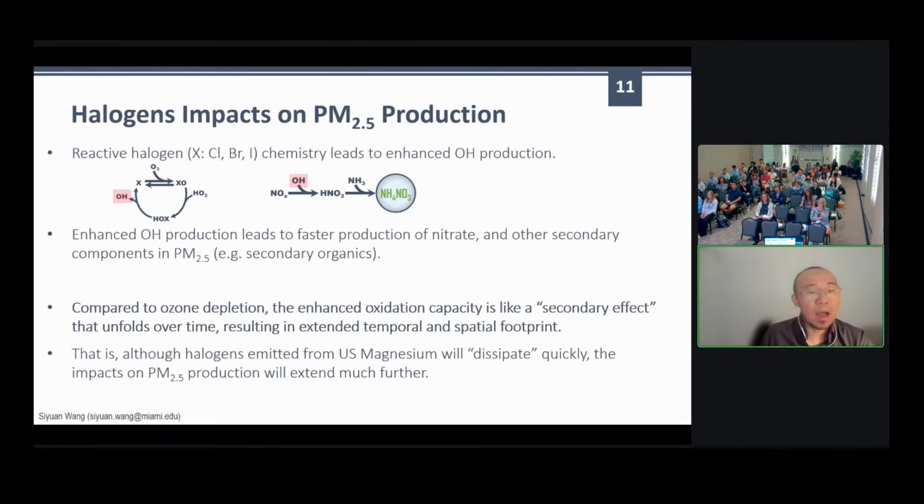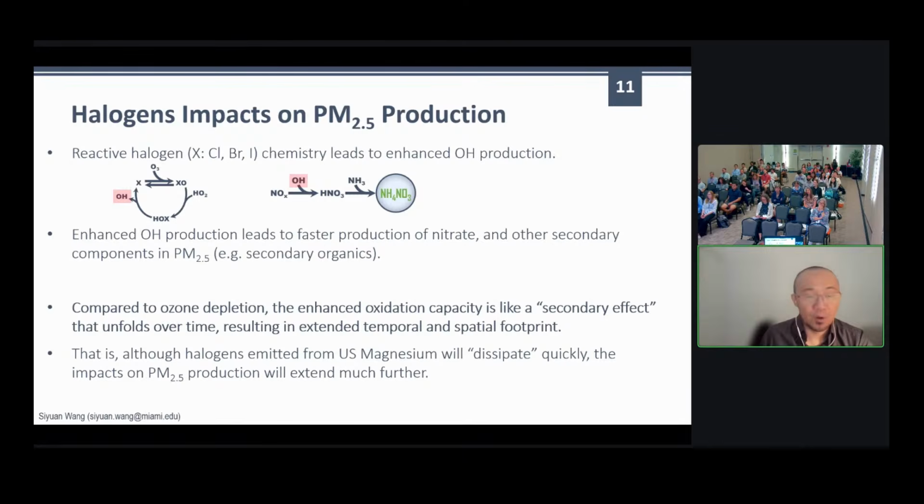Okay, so you may wonder, how would halogens affect PM pollution anyway? We discussed before that halogen chemistry leads to enhanced oxidative capacity, which is demonstrated by the simple diagram here. And we also mentioned that the production of secondary PM in winter Salt Lake City is likely limited by the availability of oxidant. Well, basically, isn't that great? The halogens can enhance the production of ammonium nitrate by providing the badly needed OH radicals.